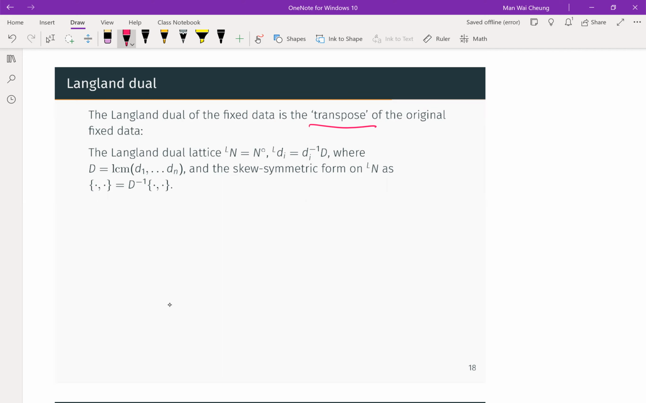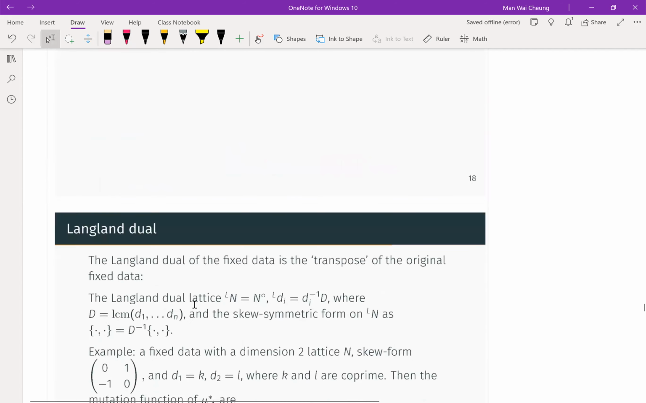I have just uploaded this paper on generalized cluster varieties. In the last session, I explicitly computed why the Langlands dual is the negative transpose of the original one. But if we forget that, how we do it now is we define a fixed data for the Langlands dual, where we look at the integers d as follows. Here d is the LCM of the original d_i divided by d_i. And then here we look at this lattice, which is the scaling of the original one by the d. And then you can see here I have this symmetric form, divided by this LCM.